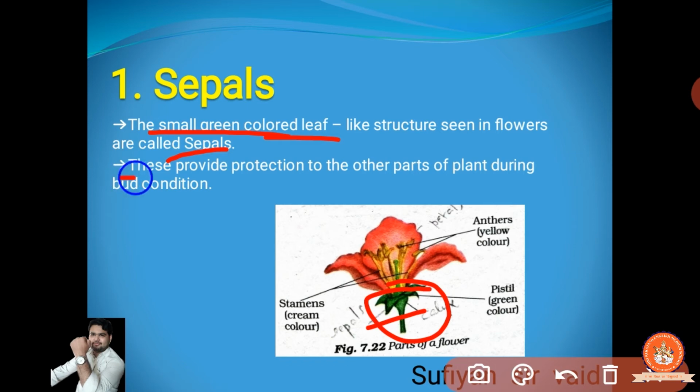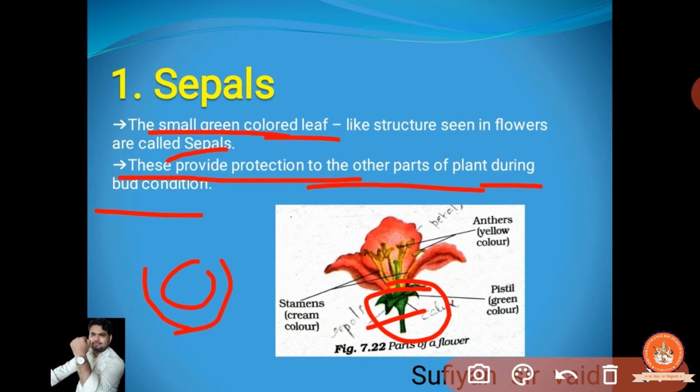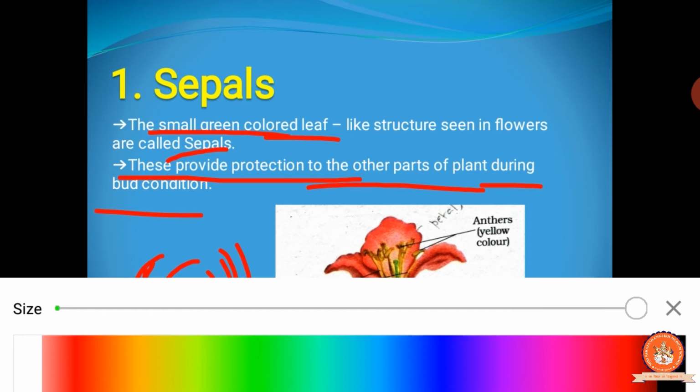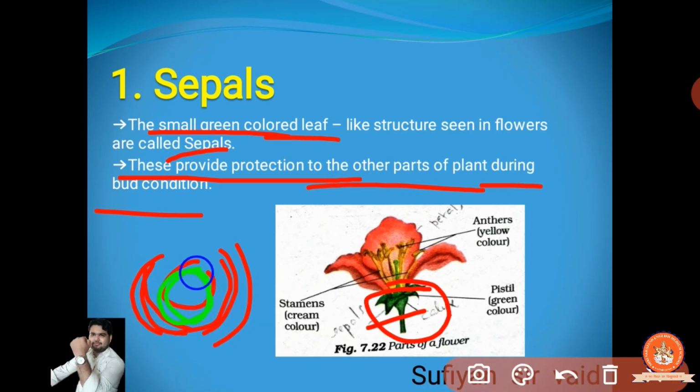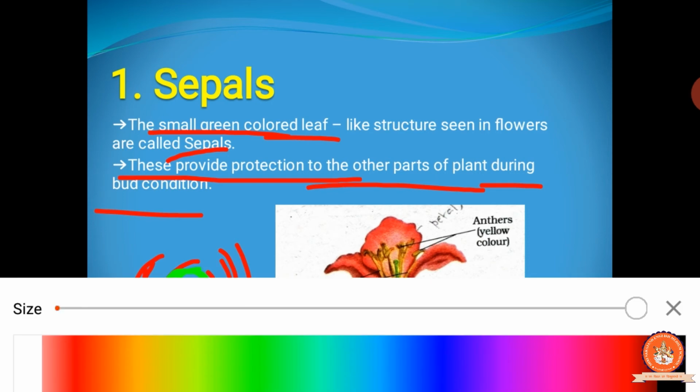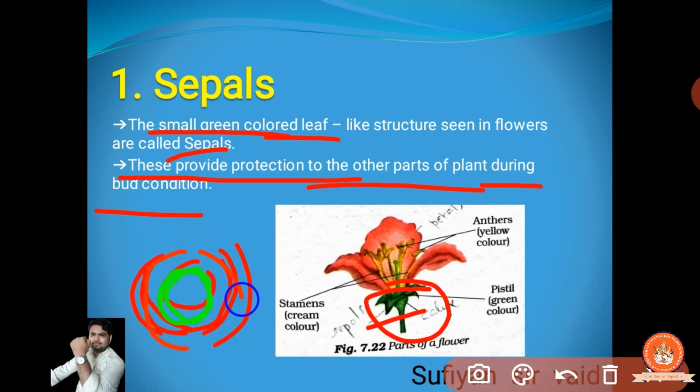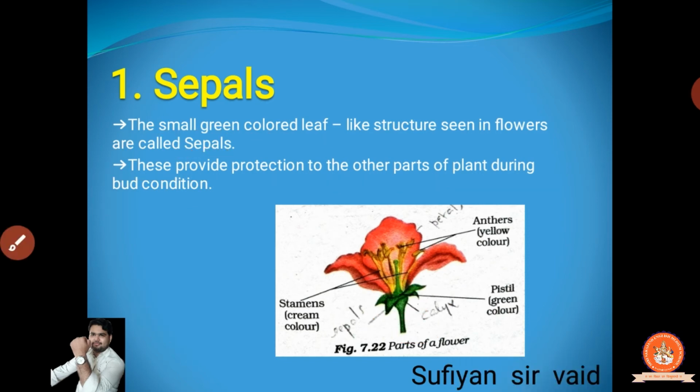These provide protection to the other parts during the bud condition. When there is a bud condition, the flower becomes very small and the sepals cover the flower from the outside. Inside is your whole flower, in the bud, and the green sepal sits covering it. So they become the protection cover for the flower. So these are the sepals.